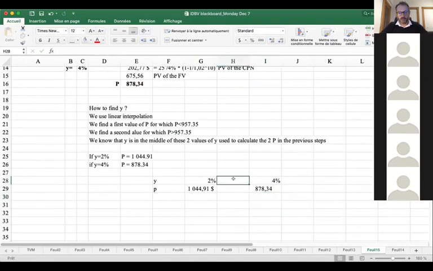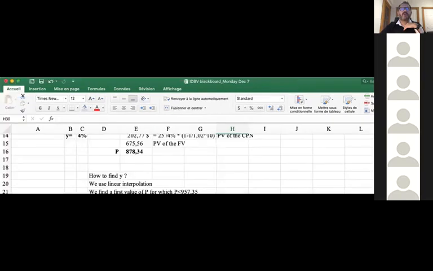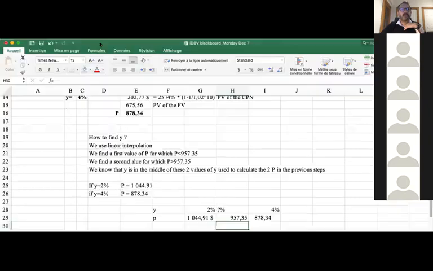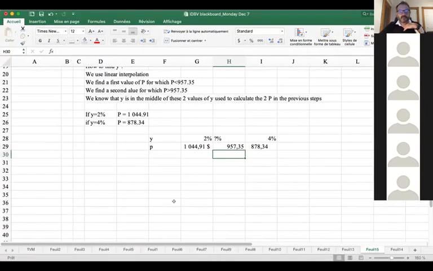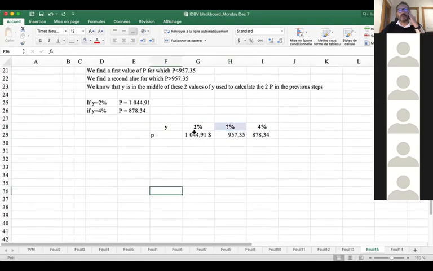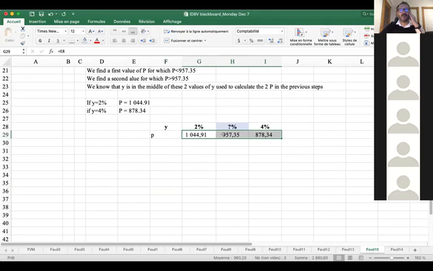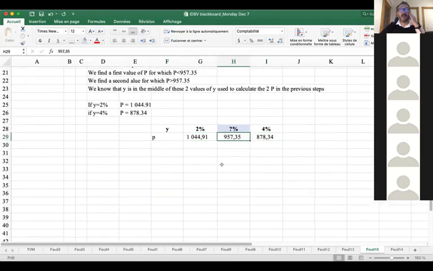So what we are searching for in this one: what is the value of this percentage if the price is 957.35? Is it 35, by the way? Or is it something different? 35, okay. So what we want to determine is this one, right? The yield to maturity, which is okay for 957.35. We don't know it yet.